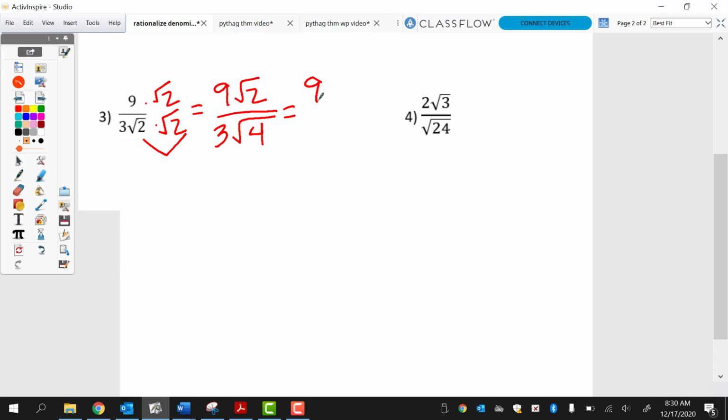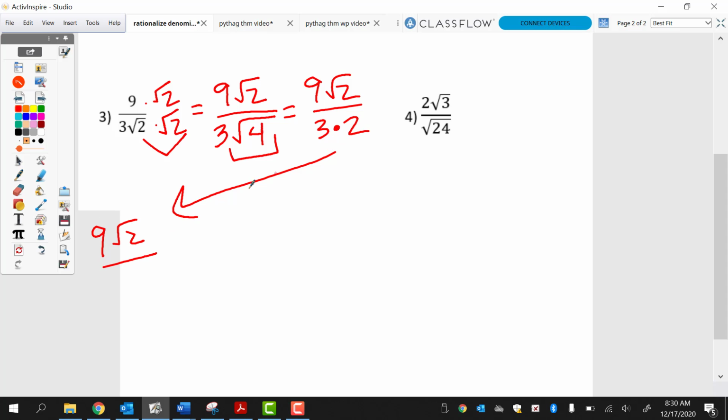So what does this really turn into? The top stays the same. The bottom, I have 3. This part just turned into a 2. So that's multiplying times 2. Well, I can do 3 times 2. I'm continuing down over here. So 9 square root of 2 is still on the top. 3 times 2 is 6.